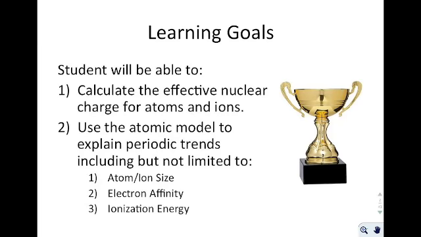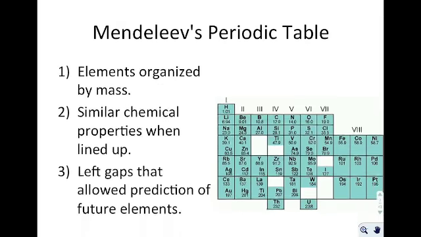So this is chapter 7, and we want to be able to calculate the effective nuclear charge for atoms and ions, use the atomic model to explain periodic trends, including but not limited to atom size, electron affinity, and ionization energy. The first thing you have here is Mendeleev's periodic table.